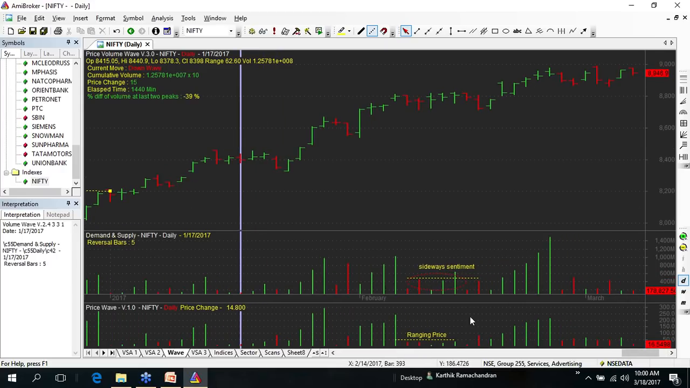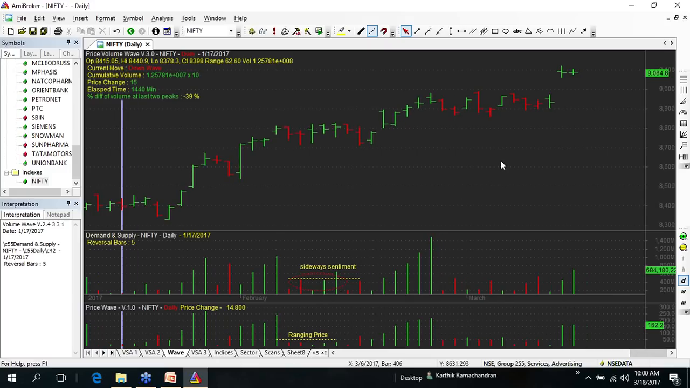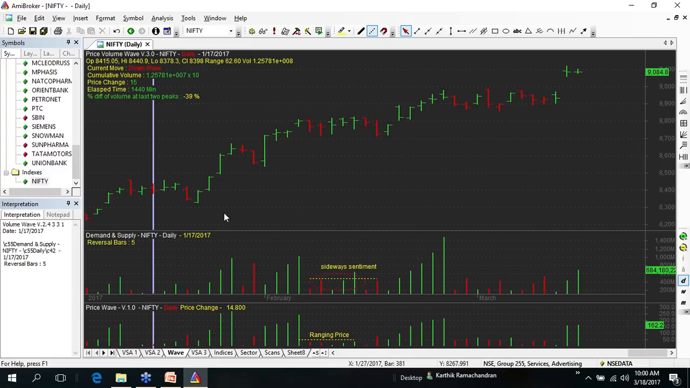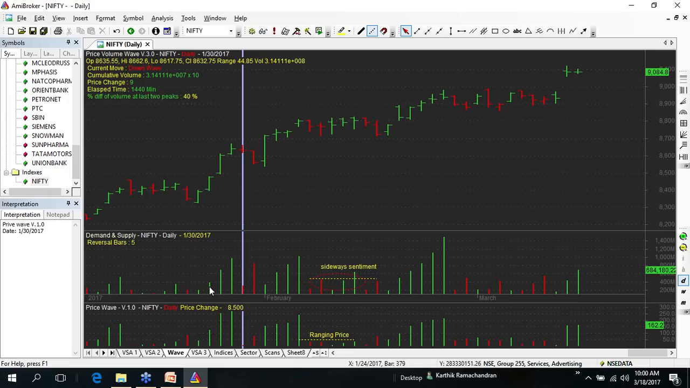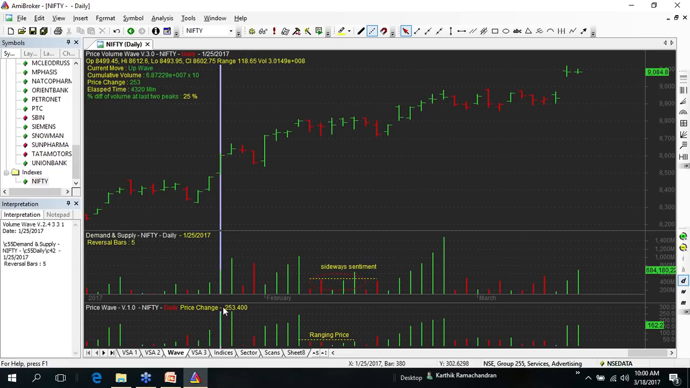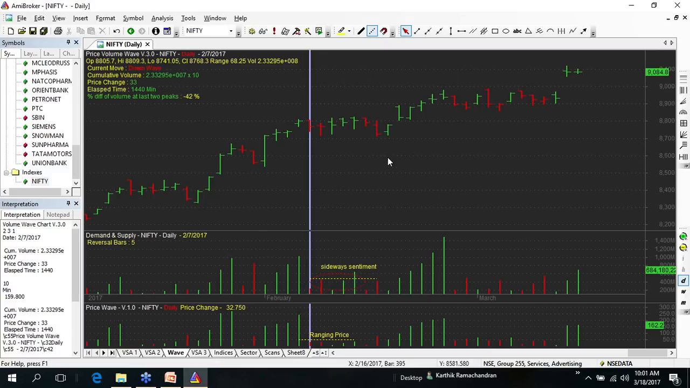The sideways movements are clearly indicated here. So it's quite a useful chart. Then another thing one can see is that here it is an up wave, and a corresponding price. The movement of the volume and the price are corroborating each other. Here also you have the volume movement.